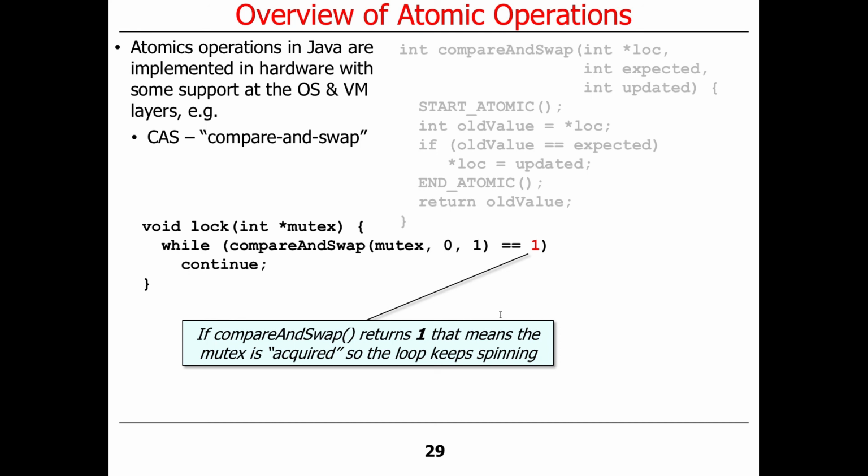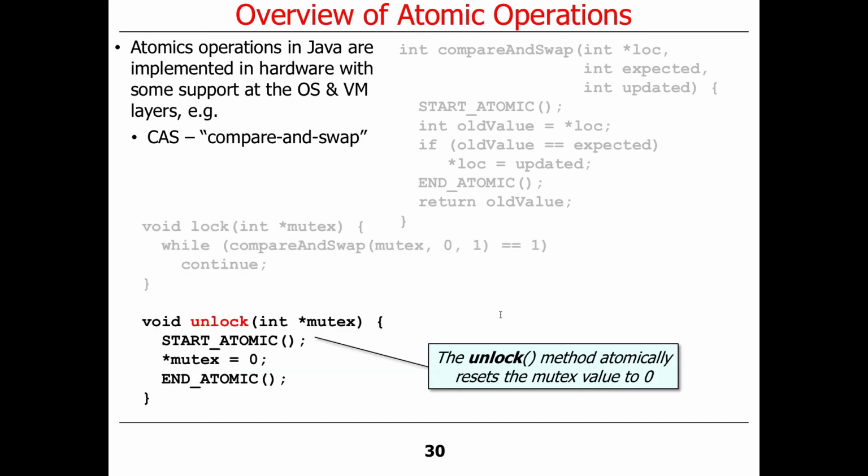So basically, you only spin when it's locked, because you're waiting for it to become unlocked. And that's why it's a spin lock, because you don't go away until you get it. So you spin until it's unlocked and you lock it atomically. Did that answer your question? Okay. So this atomically resets the value to 0. That's the key thing. It's this atomic operation.